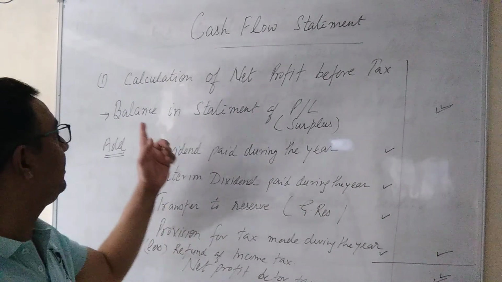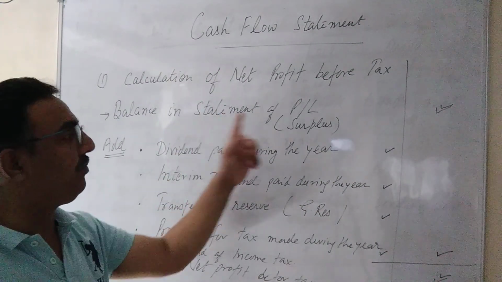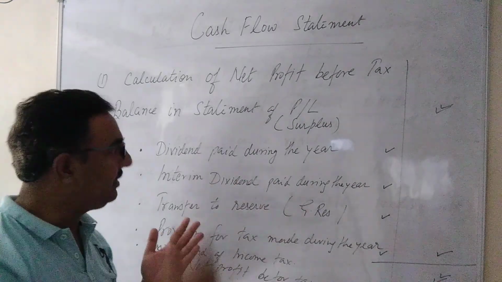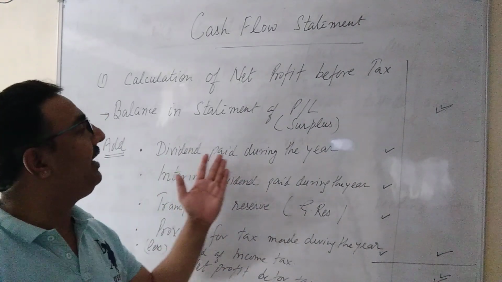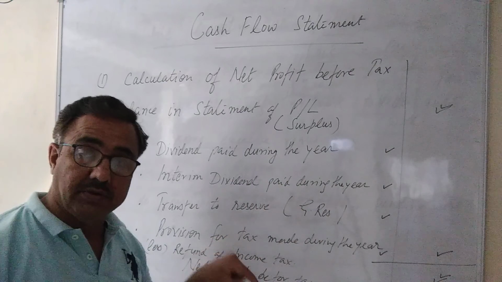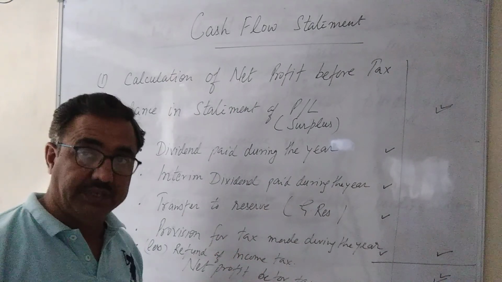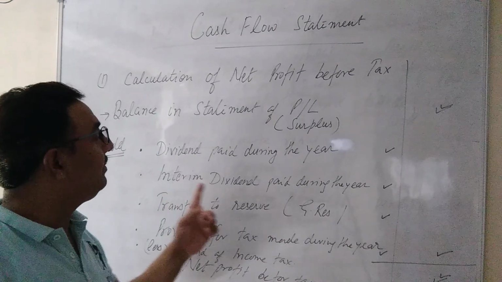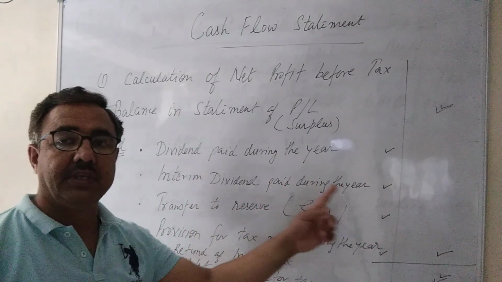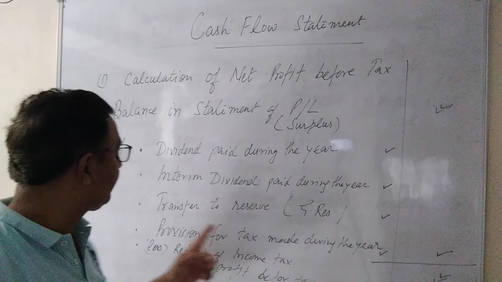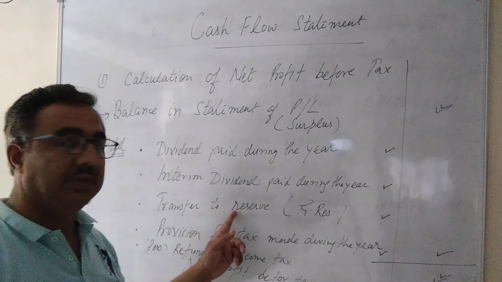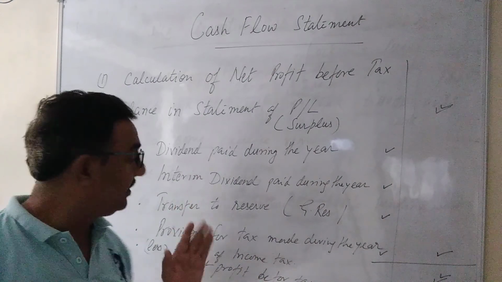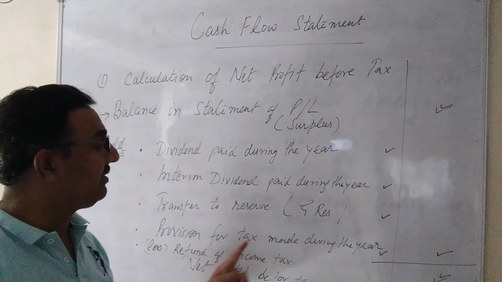So the very first was the balance in the statement of profit and loss. Whatever the surplus is there, current year minus previous year. Then dividend paid during the year, in that particular year. Whatever dividend we have paid, that we will write over here. Interim dividend paid during the year, that is also given in the question. Transfer to reserve. It may be general reserve or any other reserve we transfer. Provision for tax made during the year.